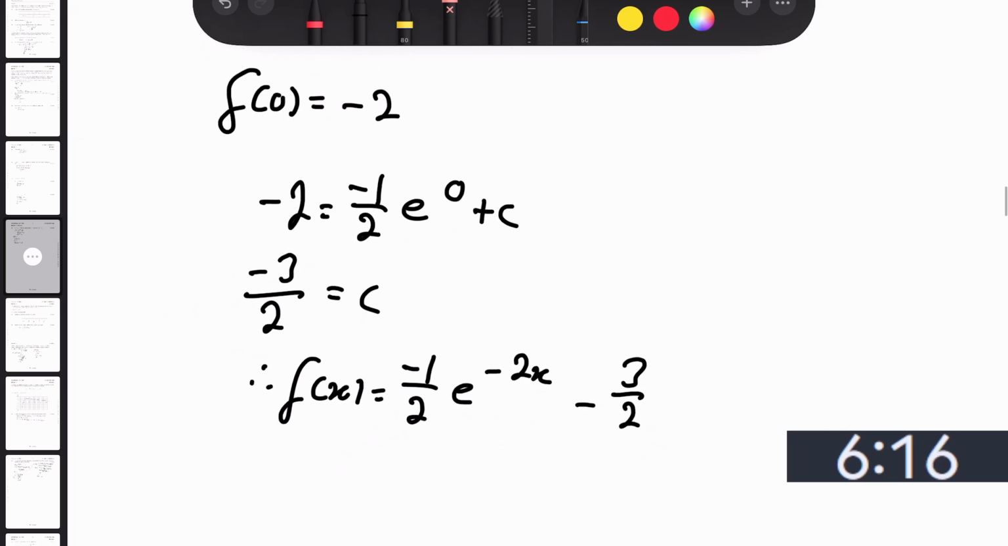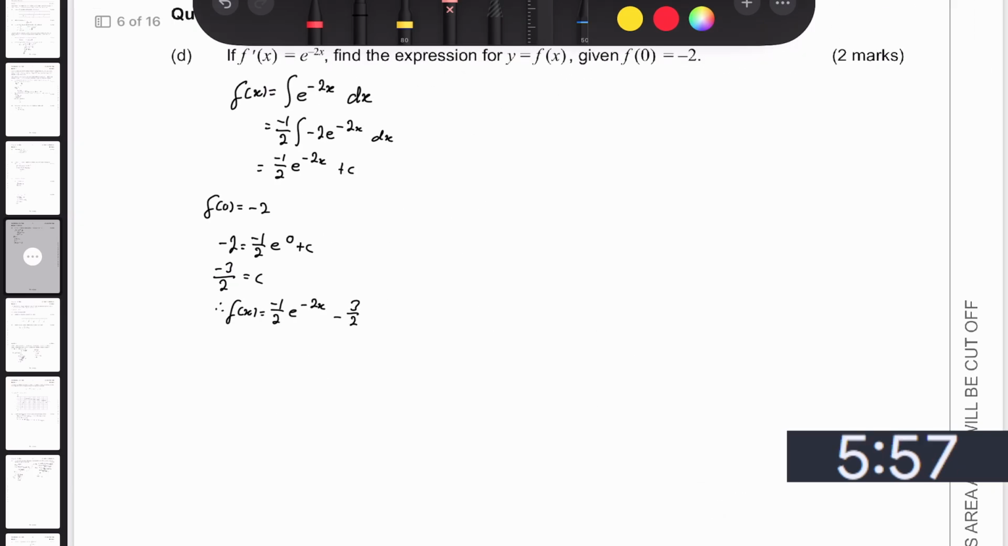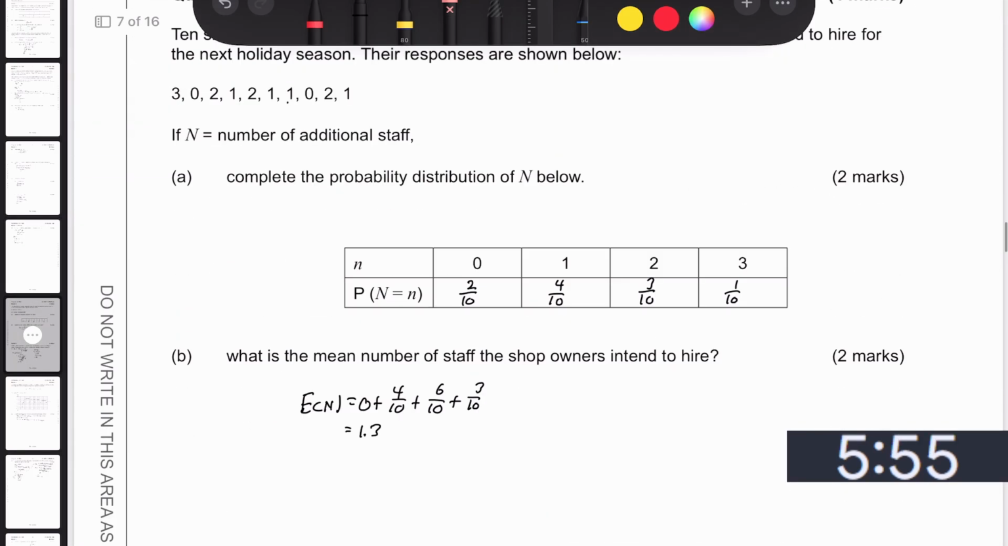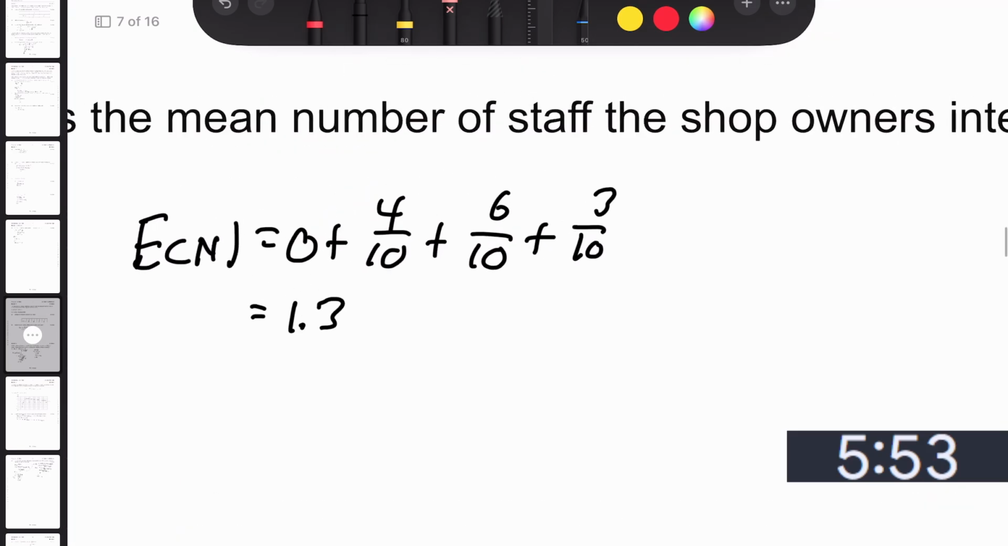Yes, so then negative 1/2 e to the 0 plus c is equal to 2. Becomes negative 1/2. So e to the 0 is 1. So then negative 2 plus 1/2 is negative 4 on 2 plus 1 on 2. So negative 3 on 2 equals c. So blah blah blah. Minus 3 on 2.